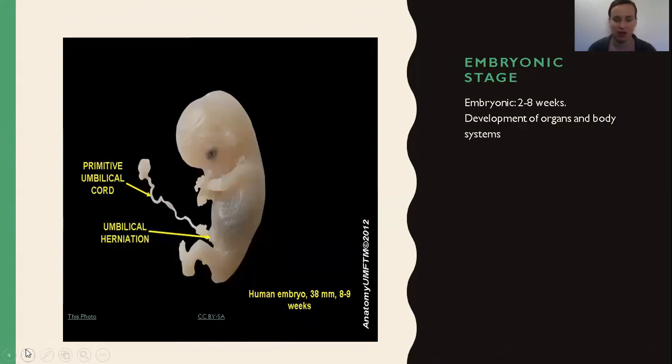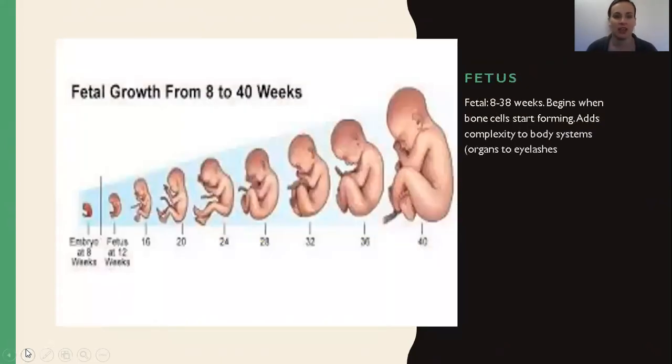But this is how small it is. And this is really from 2 weeks to 8 weeks pregnant. And this is when there's a huge change in all the organs in the body system as well. And then here's our fetal growth from 8 weeks all the way to 40 weeks. So we're starting at that line, and that's the fetus.